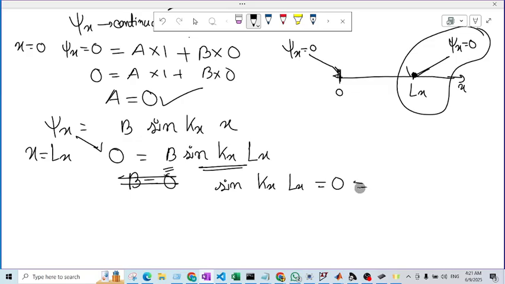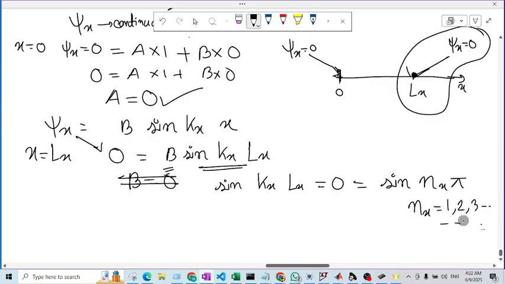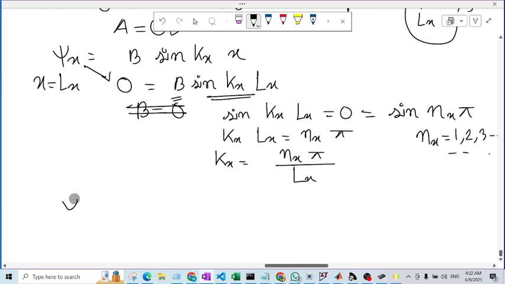Okay, so when the sine function becomes 0, if you take sine of nx pi, where nx is equal to 1, 2, 3, and so on, then you will get sine equal to 0, and from here I can write kx into lx is equal to nx pi. So kx is equal to nx pi divided by lx. So psi x is equal to b sine nx pi divided by lx into x.